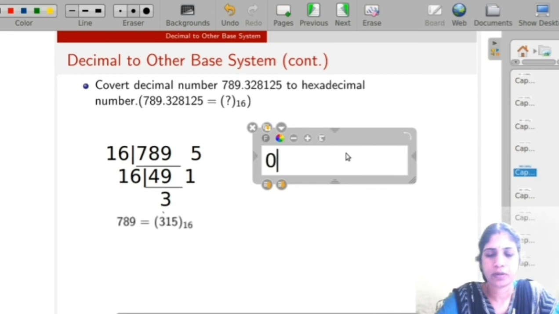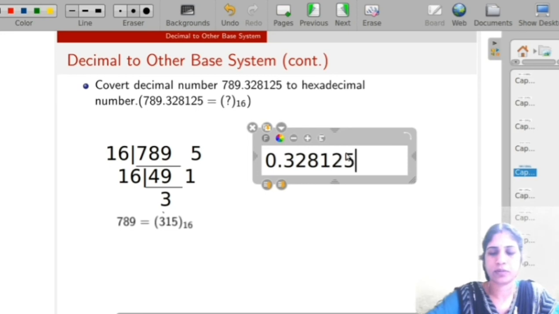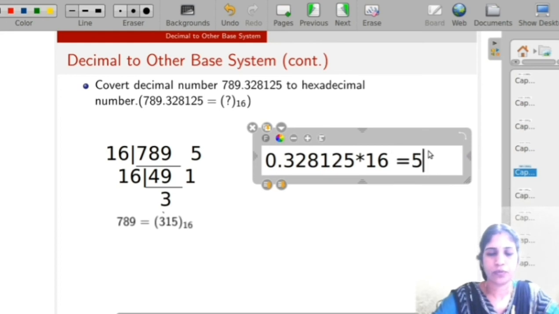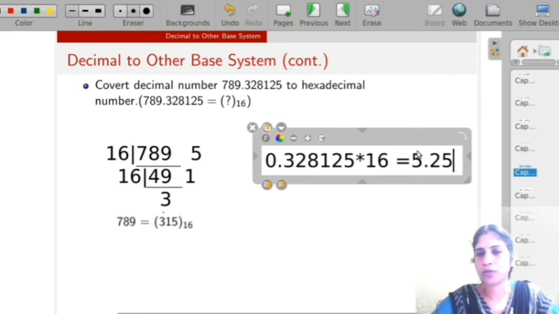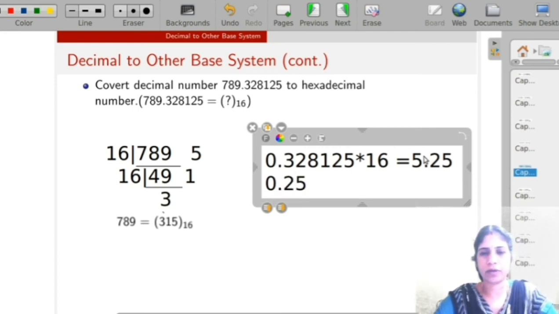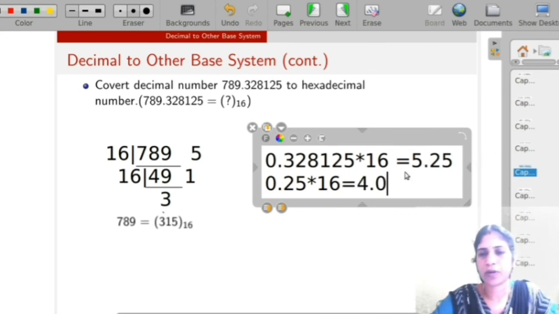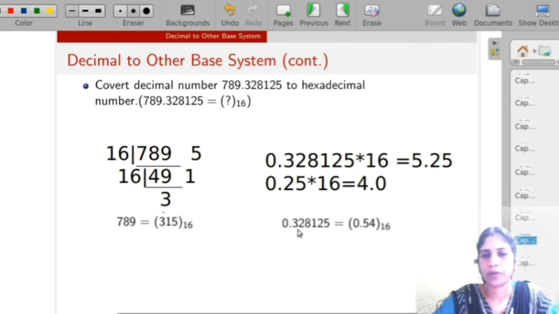Next we take the fractional part. The fractional part is 0.328125. It is multiplied by 16. We get 5.25. Here 5 is the integer part and 0.25 is the fractional part. So 5 is the first digit in the hexadecimal number. Next we take the fractional part 0.25 and it is multiplied by 16. We get 4.0. Here the fractional part is 0 and the integer is 4. So the result is 0.328125 is equal to 0.54 base 16.